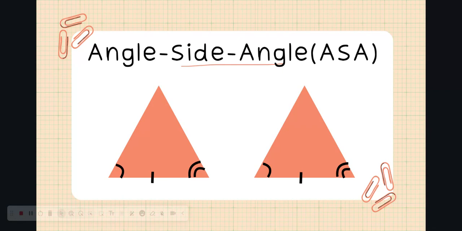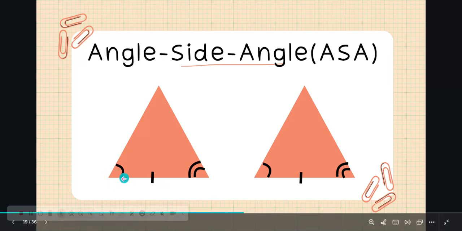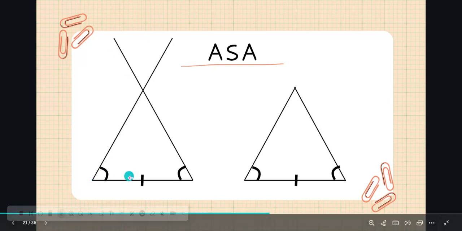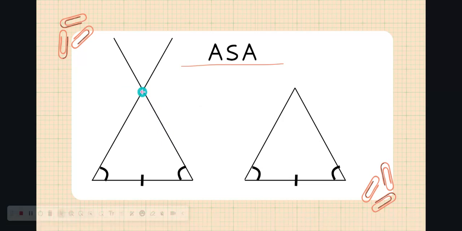Next is angle side angle, or ASA. This is shown by one corresponding congruent angle, a corresponding congruent segment, and another corresponding congruent angle. Say we have two triangles that have these proofs. If we were to draw the rest of the triangle, there's only going to be one possible way to finish them off. No matter how long or short we draw the segments, if they were to intersect, they would intersect at the same point for both triangles, proving that they're the same triangles.